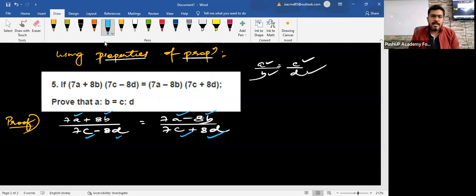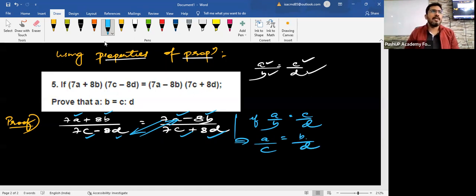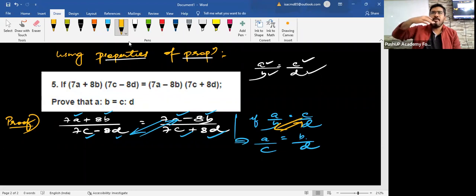Okay, so what I can do is I can apply alternendo, right? I can bring this 7A minus 8B to the left and 7C minus 8D to the right. Hello, children. What is alternendo? If A by B is equal to C by D, it implies A by C is equal to B by D. This is known as what? Alternendo. And what operation did I do here? I just swapped the terms. C came from the right to the left, B went from the left to the right. That is known as alternendo.